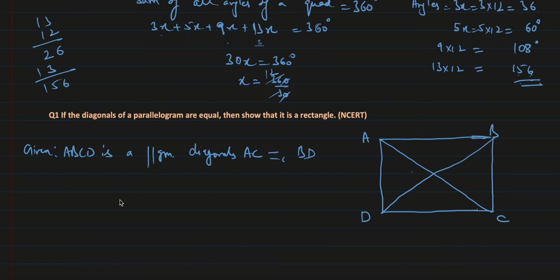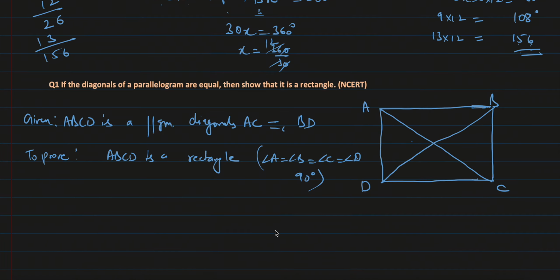BD, right? Now, what do we have to prove? That it's a rectangle. So what's a different property in a rectangle? That all angles are 90 degrees. That is what we have to prove here. So to prove ABCD is a rectangle, we only need to prove that angle ABCD is equal to 90 degrees. We need to prove that.